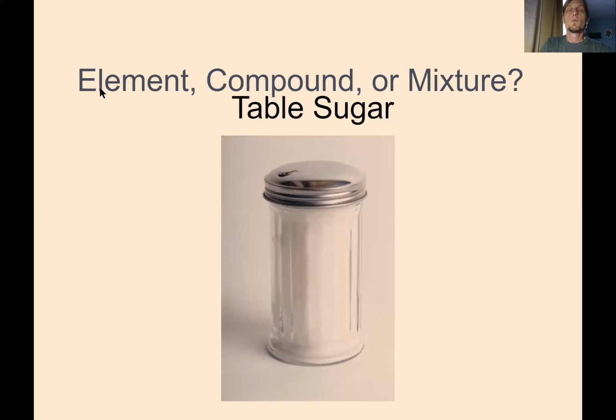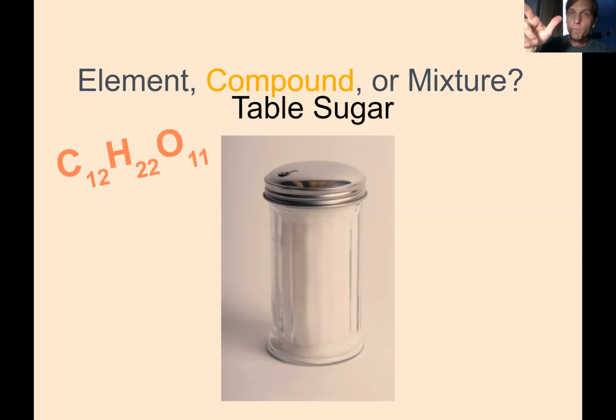Ooh, here's a tough one, huh? Element, compound, or mixture, table sugar. Well, when you look at sugar, you see all the white crystals look the same. But what makes up those white crystals? Well, there is no such thing as the element sugar. Okay, it's not on the periodic table. Sugar, therefore, is a compound.